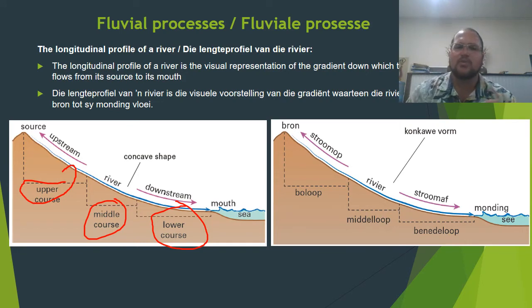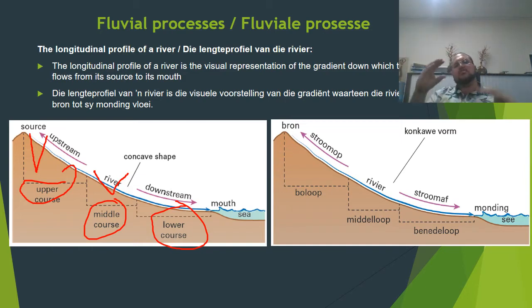If we look at the upper course, we have more vertical erosion and less horizontal erosion. That's why it looks like a sharp V, because the water is flowing fast. It has a lot of energy. In the middle course, it starts to even out, so we get a shallower V. So we get more horizontal and vertical erosion. It starts to equal out because the water is now flowing slower, the gradient isn't that steep.